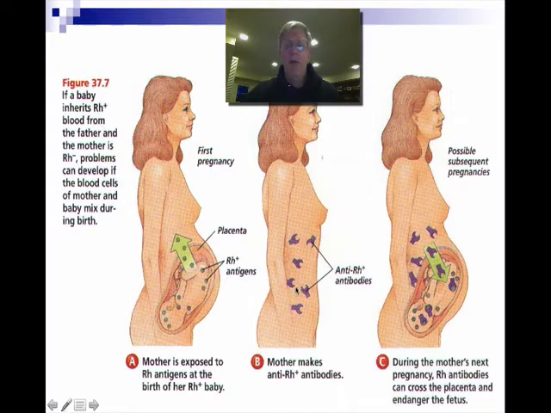But if she has a second baby that is Rh positive, now she has antibodies that will actually attack the baby. And this attack will occur during pregnancy and could actually kill the baby if the reaction is strong enough.